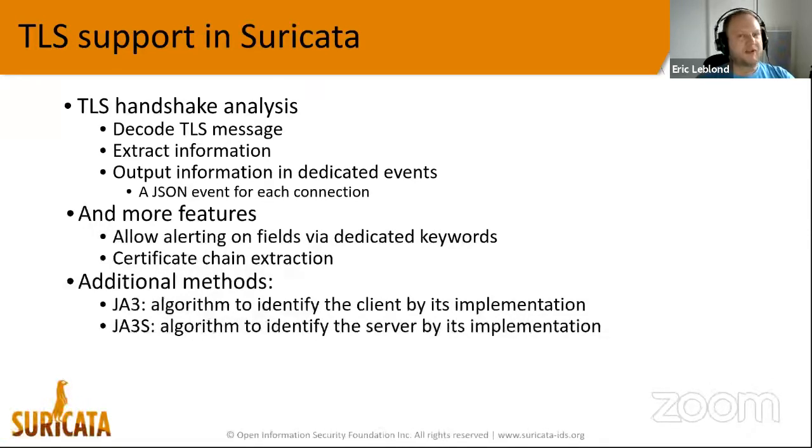And we can also extract the certificate on disk. So if you want to, you can modify an alert to say, if I see that, then I want the certificate chain to be extracted on disk. And there are two additional methods, GS3 and GS3S, that we will detail later, that allow us to identify a client or server by its implementation. Basically, we can get a TLS user agent concept using the GS3.